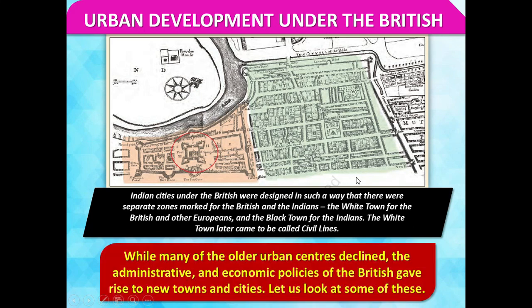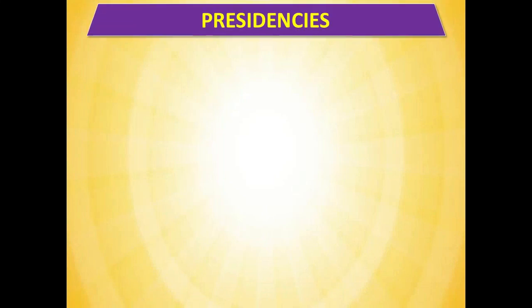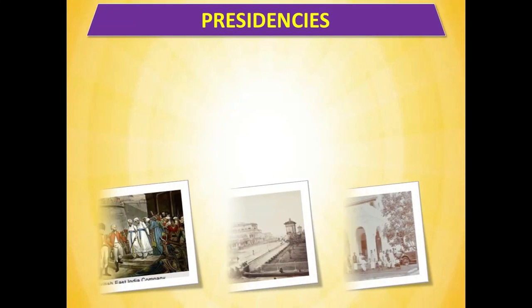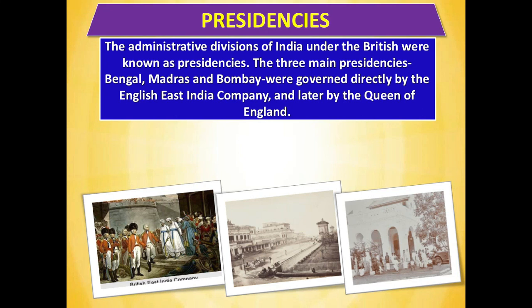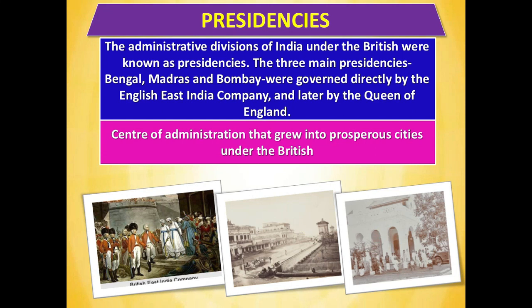While many of the older urban centers declined, the administrative and economic policies of the British gave rise to new towns and cities. Let us look at some of these, the first one being the presidencies. The administrative divisions of India under the British were known as the presidencies. The three main presidencies were Bengal, Madras, and Bombay. They were governed directly by the English East India Company and later by the Queen of England, centers of administration that grew into prosperous cities under the British.